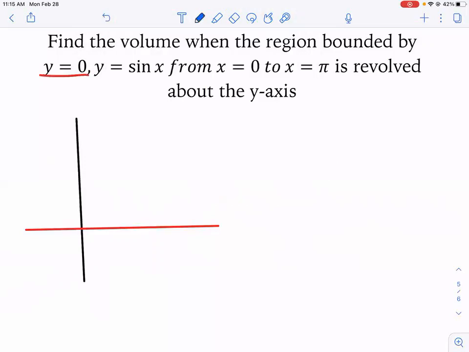We have y equals 0, y equals sine of x, 0 to pi, revolved around the y-axis. What's true about 0 and pi in terms of our function, sine of x? They're zeros, yes.